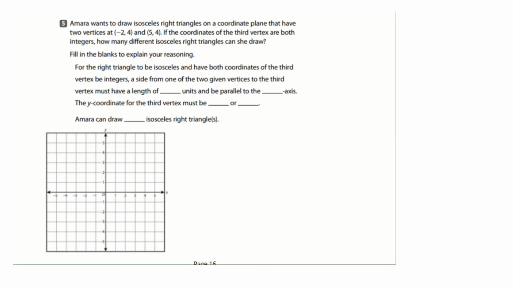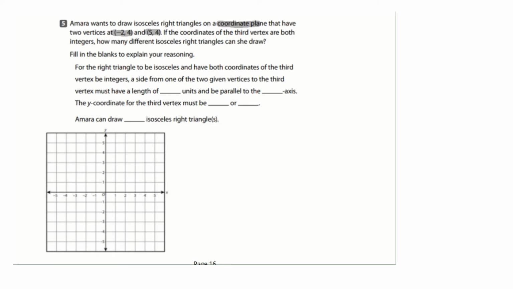Amara wants to draw isosceles right triangles on a coordinate plane that have two vertices at -2, 4 and 5, 4. If the coordinates of the third vertex are both integers, how many different isosceles right triangles can she draw? Fill in the blanks to explain your reasoning. Wow, so you have to know a lot of things here. You have to know how to graph points on the coordinate plane. What points do you need to graph? -2, 4 and 5, 4. So -2, 4 is in quadrant 2 and 5, 4 is in quadrant 1.